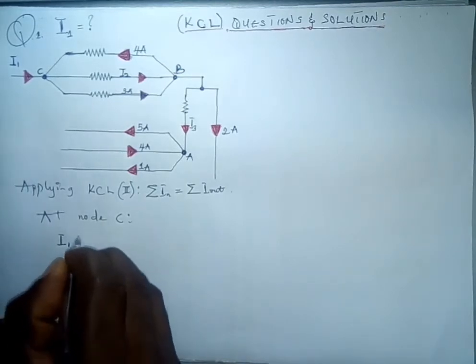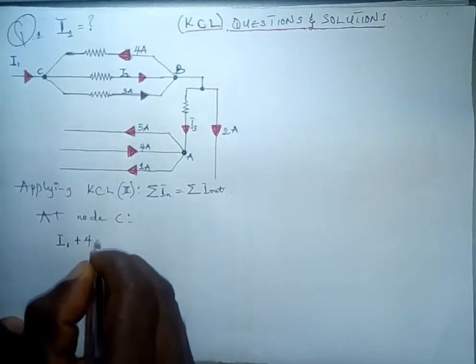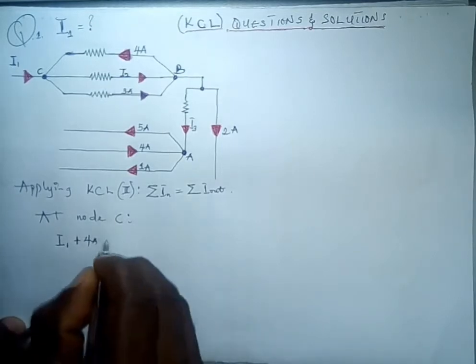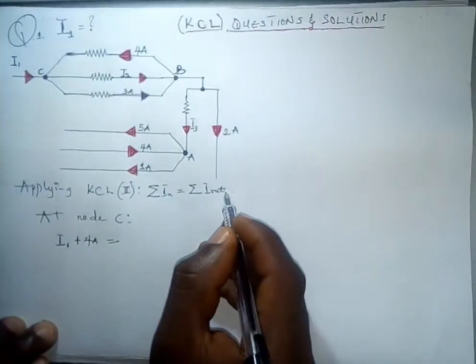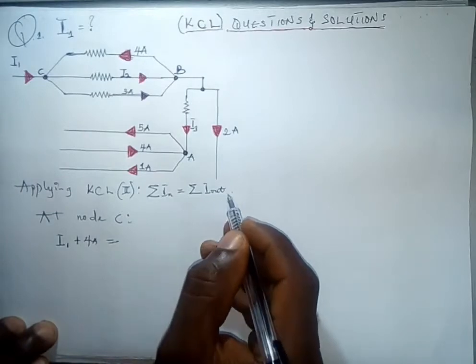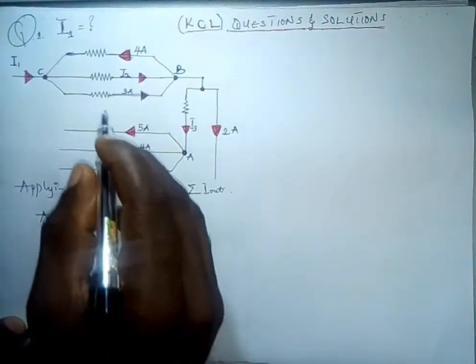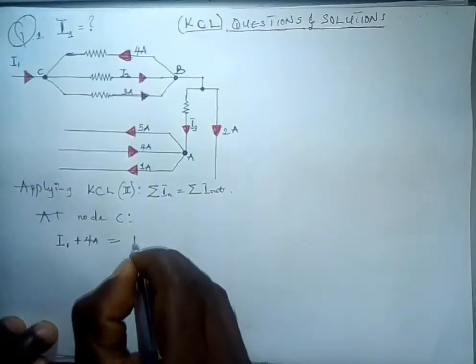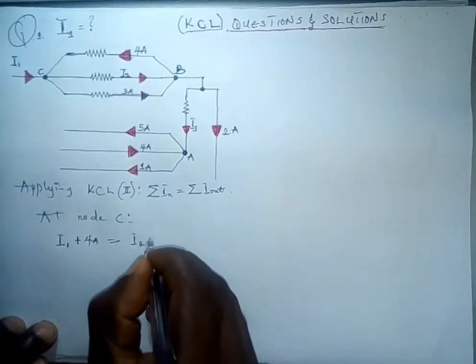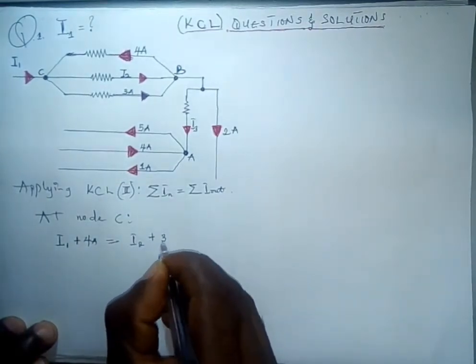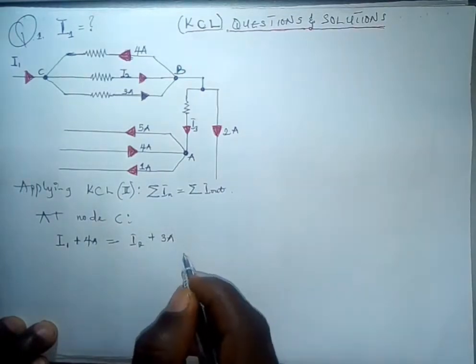So and plus 4 ampere. On the other hand, we have equal to the sum of the current that leaves. So the sum of the current that leaves is, we have I2 plus 3 ampere.